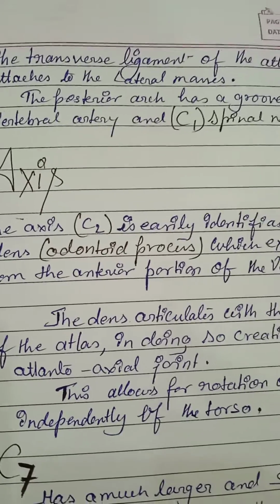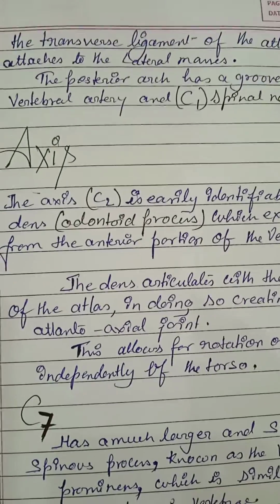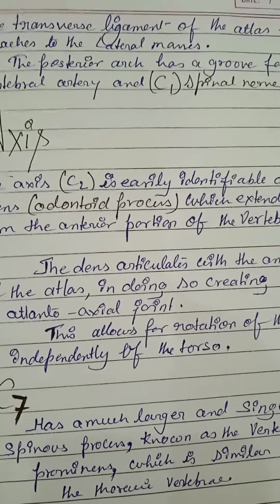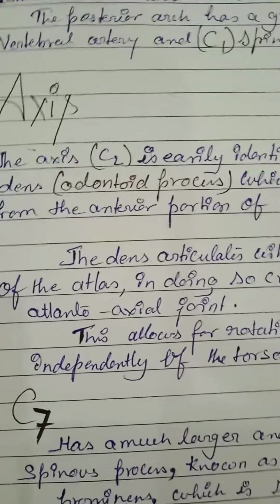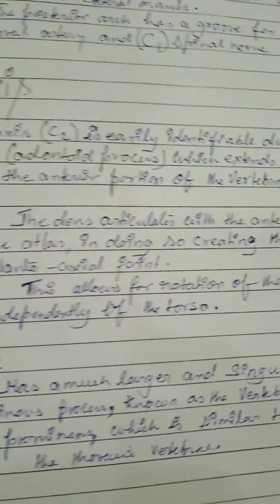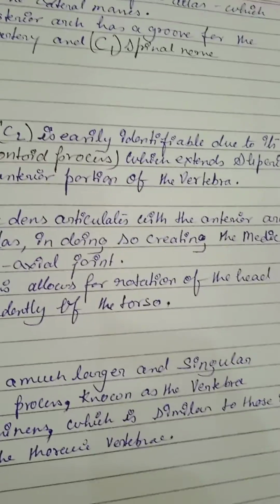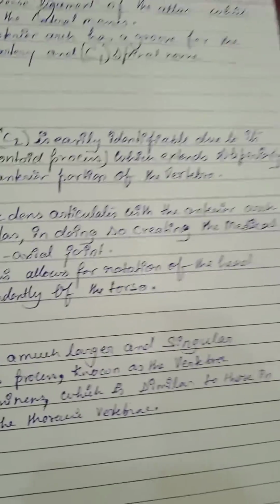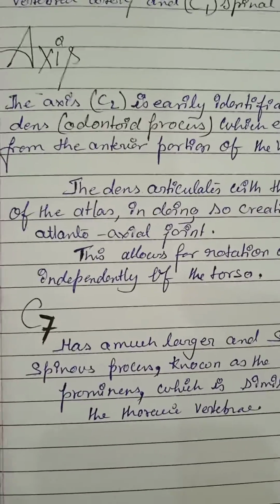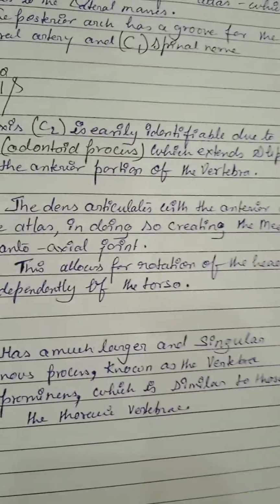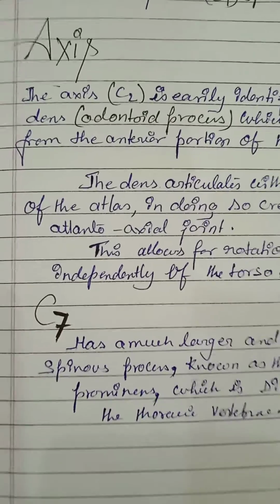It is articulated with the lateral mass, and the posterior arch has a groove for the C1 vertebral artery and the C1 spinal nerve. C1 is the first cervical nerve, and then we will discuss the axis. C2 is easily identifiable because of the odontoid process, which extends superiorly from the anterior portion of the vertebra. The dens articulates with the anterior and posterior arch of the atlas.